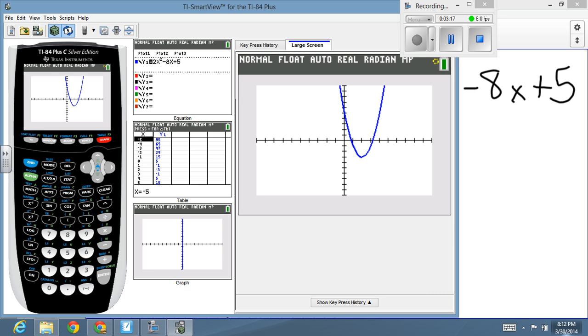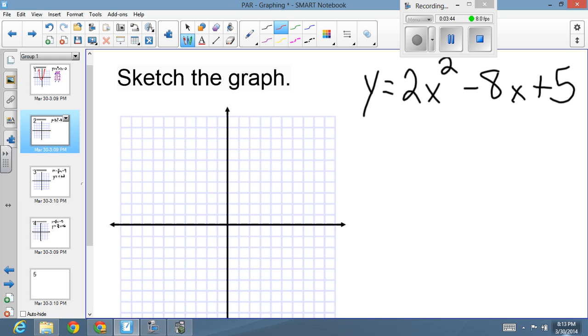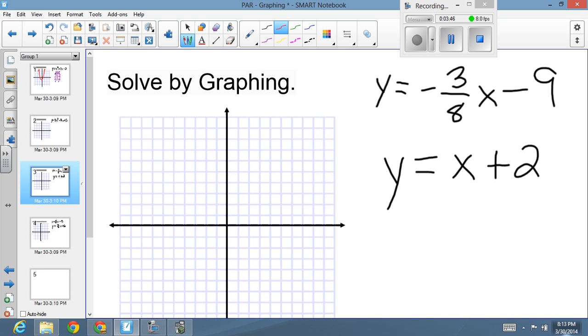Okay, this one's a lot steeper. I see that my minimum is going to be over there with an x value of 2, so I want to make sure that I get x's on both sides of 2. So when I do look at my table, I want to make sure I have stuff on both sides of 2. So I will plot the point 0, 5, 1, -1, 2, -3, 3, -1, 4, 5. I'm not going to take the time to do that. Hopefully you all can do that yourselves.